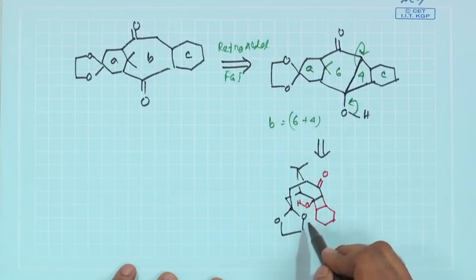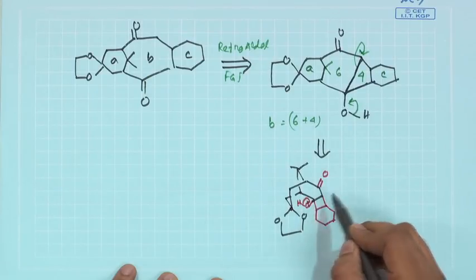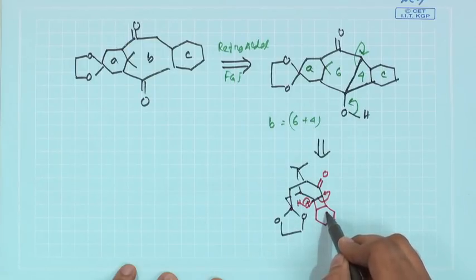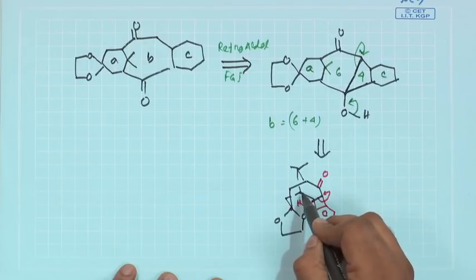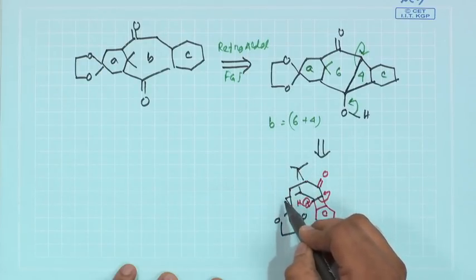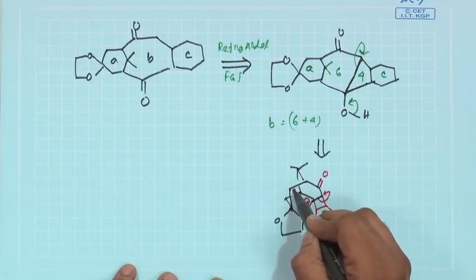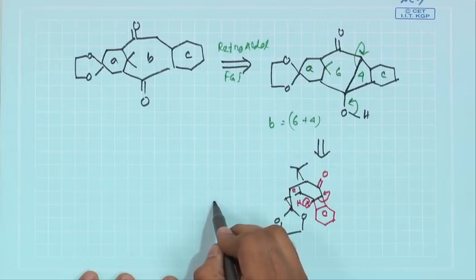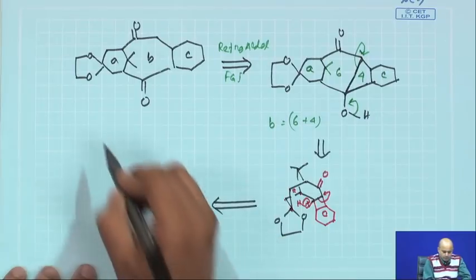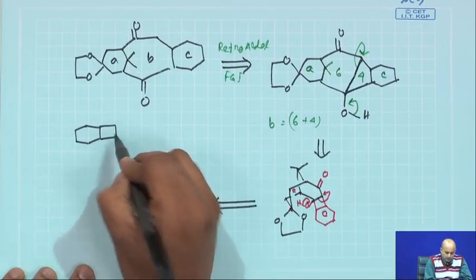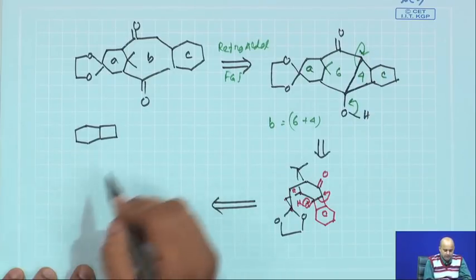So, basically the retroaldol goes in this way and opens up this bond. So, this is your ring C, and this part is 1, 2, 3, 4, 5, 6, this part is your ring A. So, visualization is basically pretty important. Now, the 6 member and 4 member ring fusion, how can you make this kind of structure?